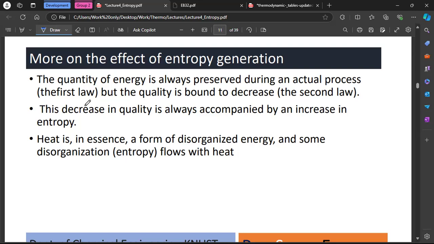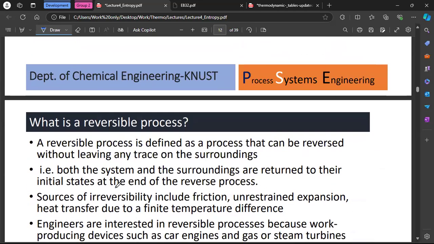So heat, in essence, is a form of disorganized energy, and some disorganization would flow with heat, right? So that's where entropy comes in. As heat is moving, there's some amount of it that ends up contributing to disorganization of molecules, causing them to become more randomized. So that's contributing to entropy.